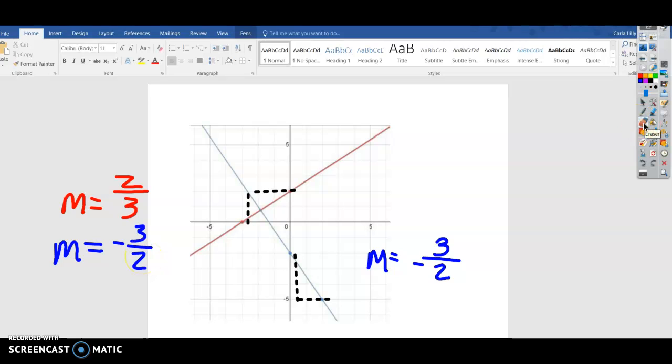So we can represent perpendicular lines by showing that they meet at a 90-degree angle. That's a very poor drawing, but let me see if I can make it a little bit better. I'm trying to make a 90-degree angle there. Perpendicular lines meet at 90 degrees, which means each of those angles would be 90 degrees.